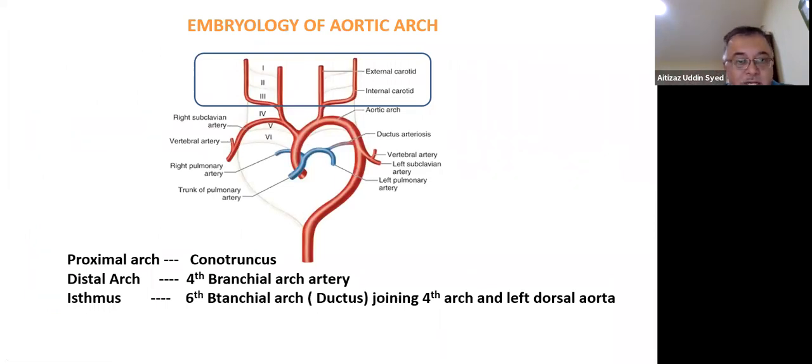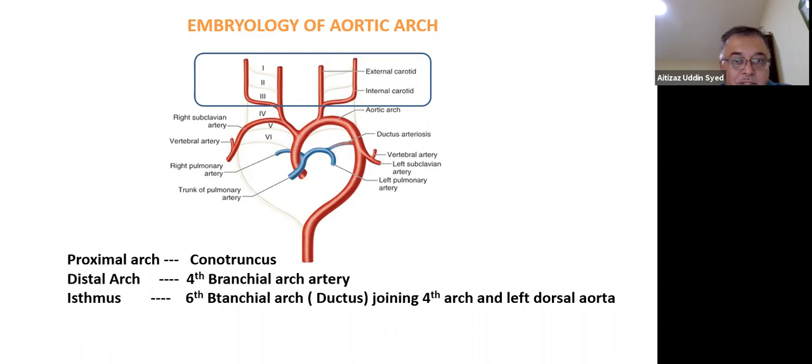But how does the arch develop? If you can see it, again, I downloaded it and tried to modify it for you. The proximal part of the arch is actually part of the conotruncus. Then starts the contribution of the fourth left branchial arch.